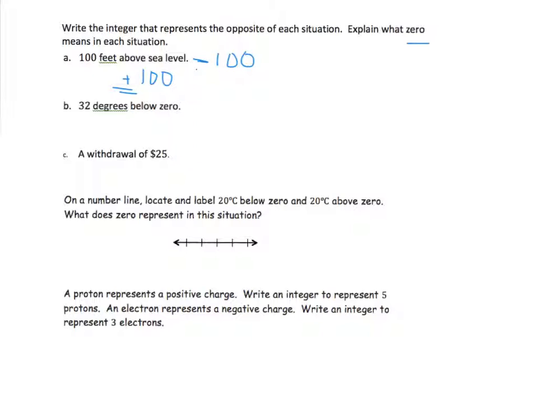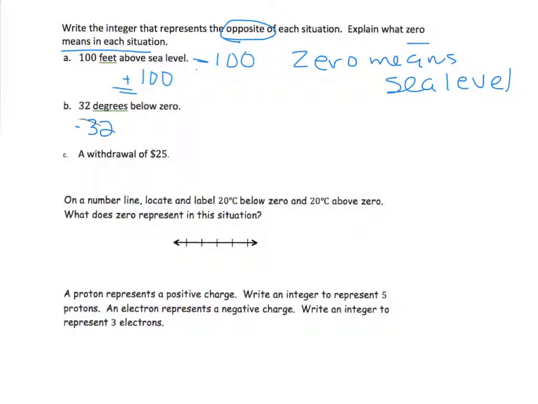And what does 0 mean in this situation? 0 means sea level. 32 degrees below 0 is negative 32. Sorry, I think I said 30. 32 degrees below 0, because if it's below 0, it's going to be negative. But we want to know its opposite. So the opposite of negative 32 is a positive 32.